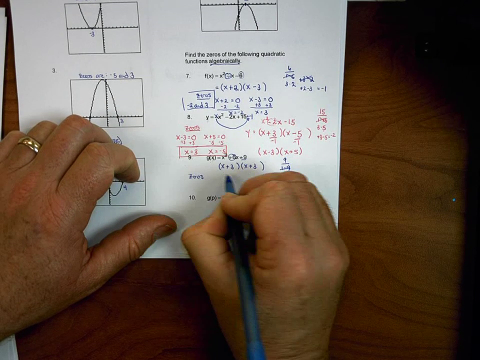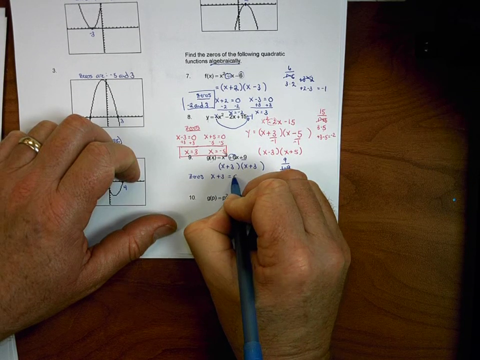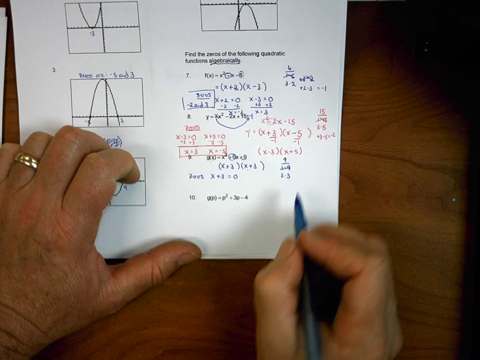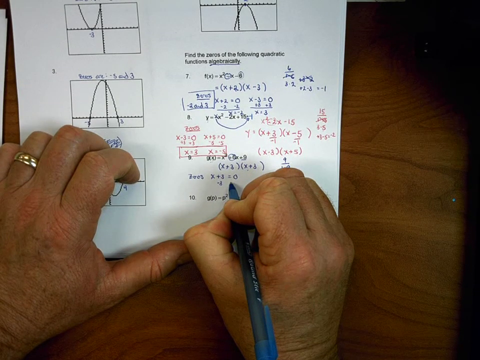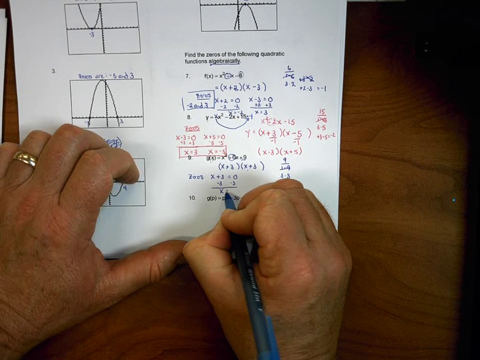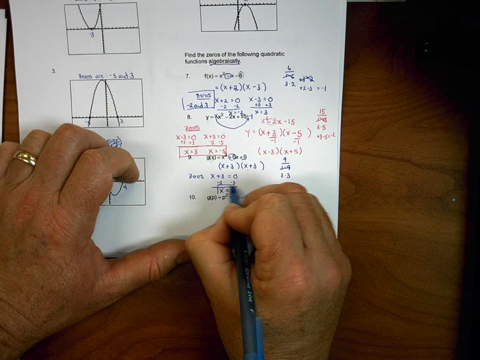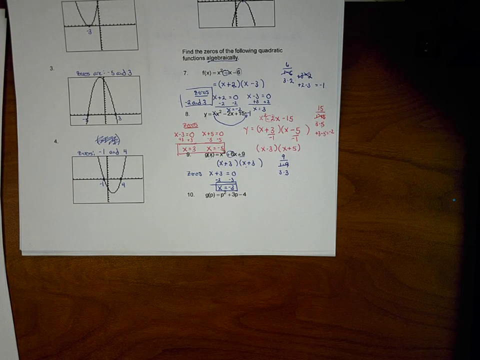So what I do now is I take each one of my factors and I set them equal to 0. Now, since my factors are the same, I only have to do it once. So I solve this by subtracting 3 from both sides, and I get x is equal to negative 3. There is my zero. There's only one of them in this case. You don't have to write down the same thing twice.